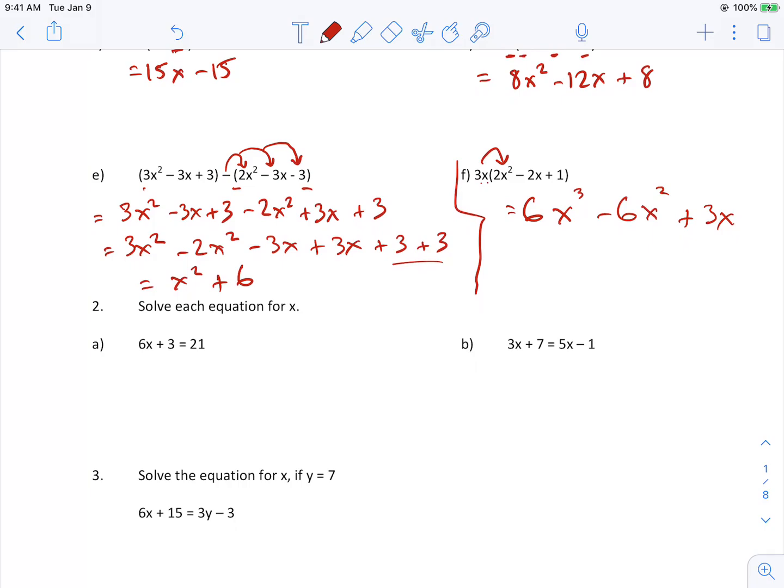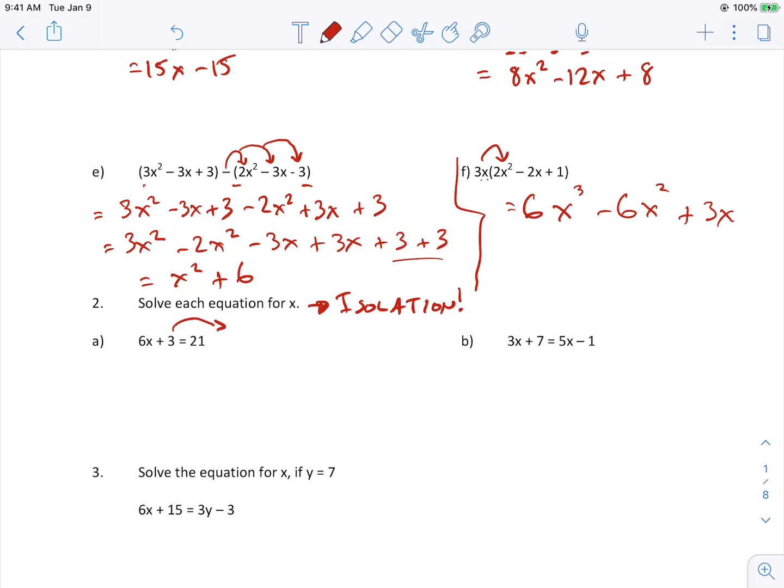Okay, now we're going to solve some equations for x. When you see solving, you need to think about isolation. So how do we do that? We need to move everything away from our variable. So we're going to move this 3 over. When that happens, it becomes negative. So 6x equals 21 minus 3. 6x equals 18. Divide both sides by 6 in order to free up that x, and we get x equals 3.